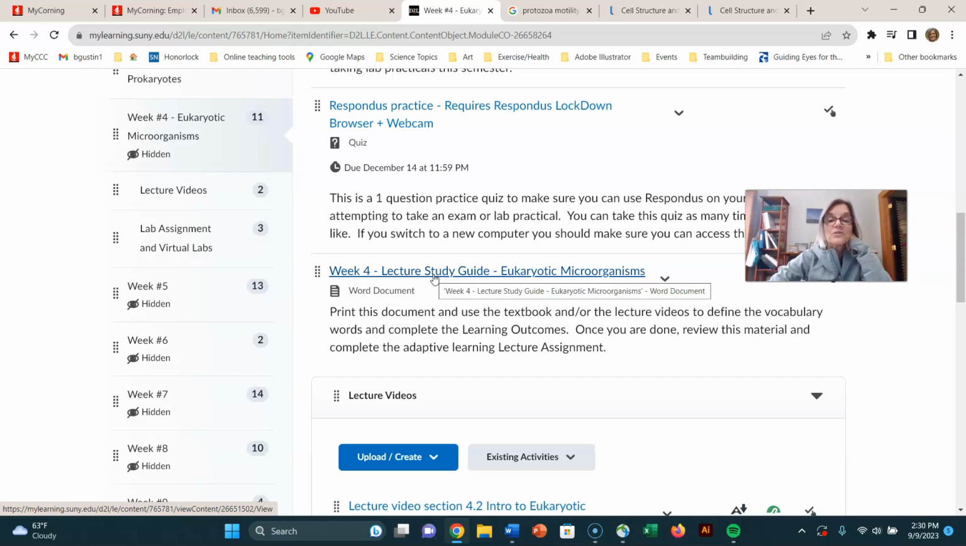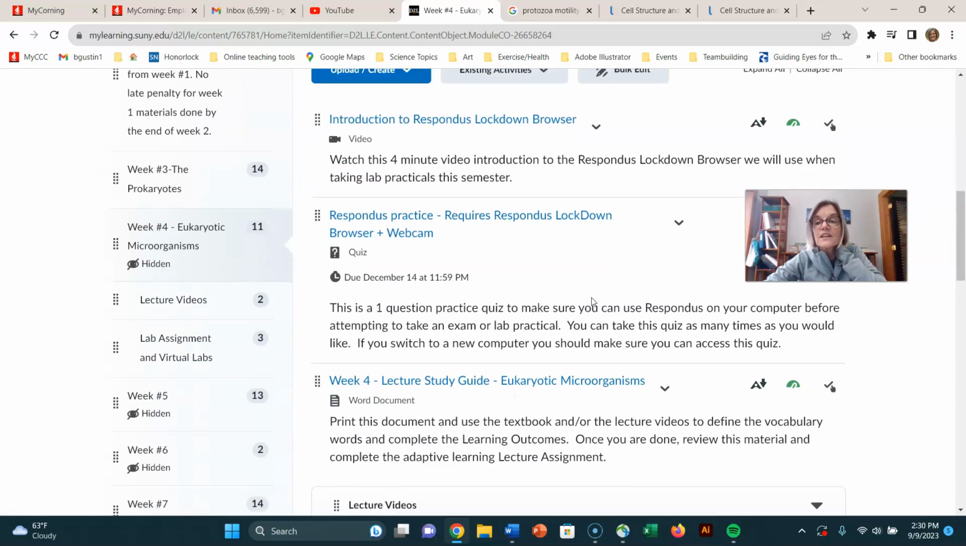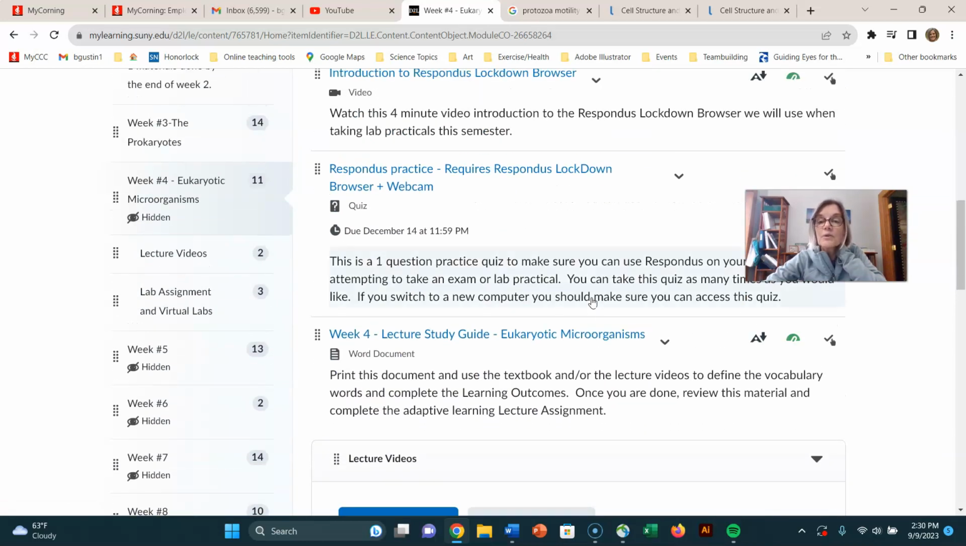You're going to start going through, stating the vocabulary, and practicing all those learning outcomes. When you don't know the answer to a learning outcome, go look it up in your notes. What am I supposed to know right here? You can always rewatch videos. You can go to the book. But if you've done what you should do, you should be able to just go through these lecture study guides.